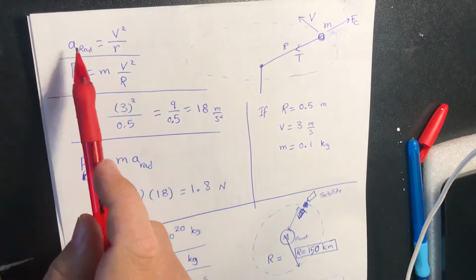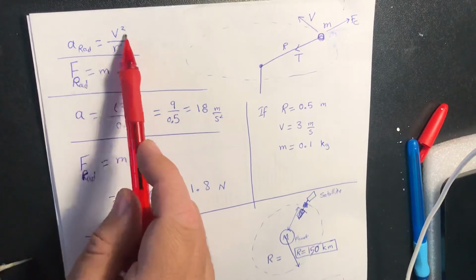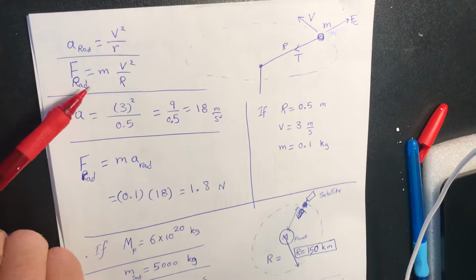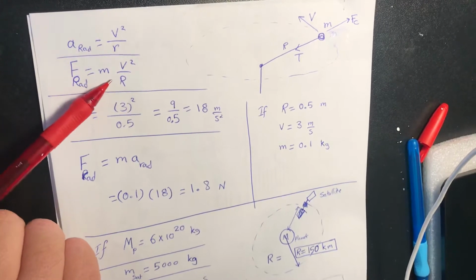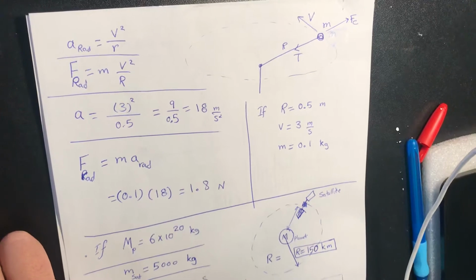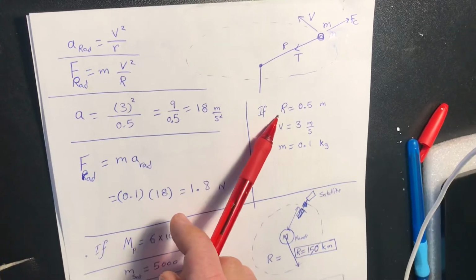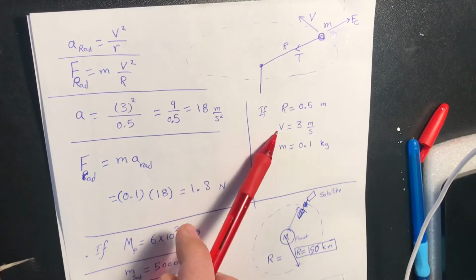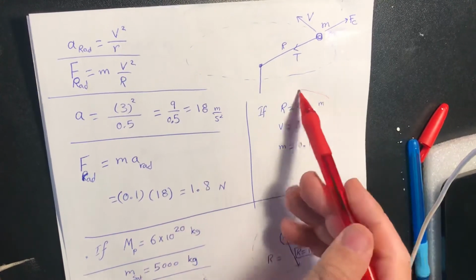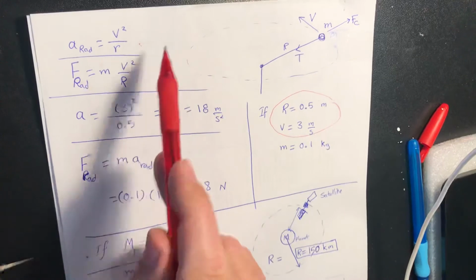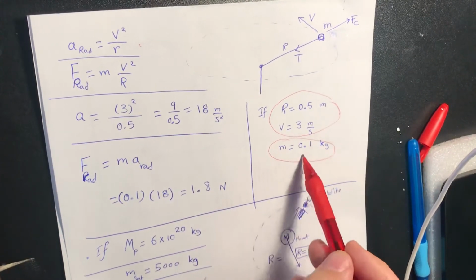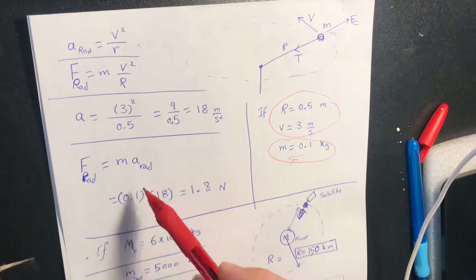As we know, the acceleration is equal to v squared over r, and the force is ma, which is mv squared over r. It is Newton's second law. If the radius is given, which is half, the velocity is given as 3, and the mass is given, then from r and velocity we can compute the acceleration. With the mass we can find the force.